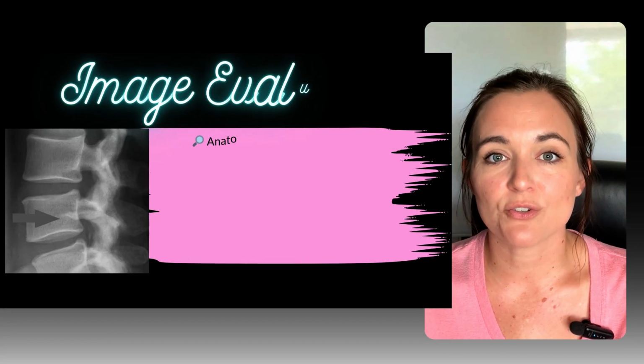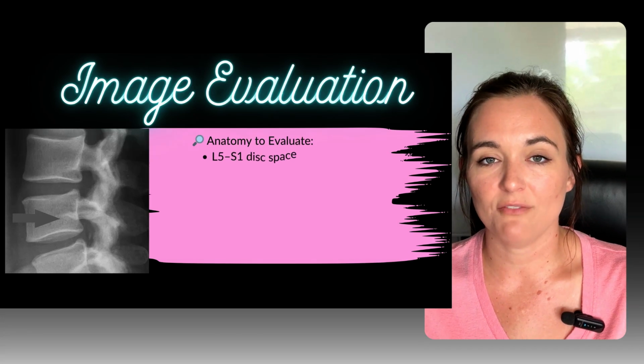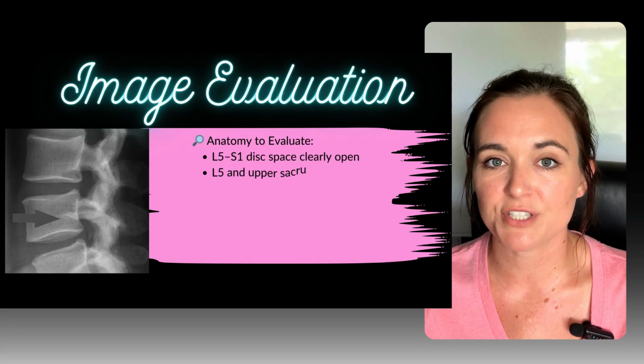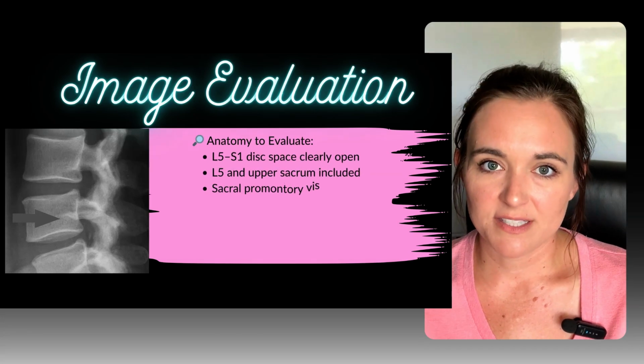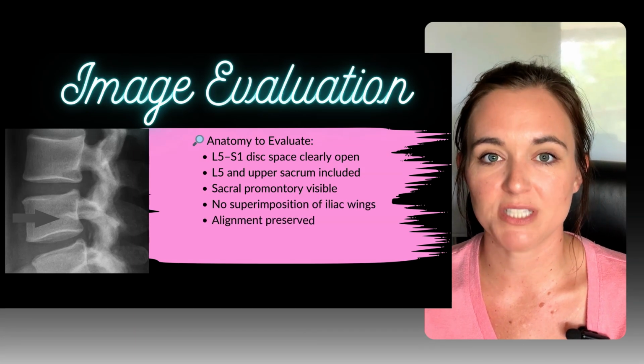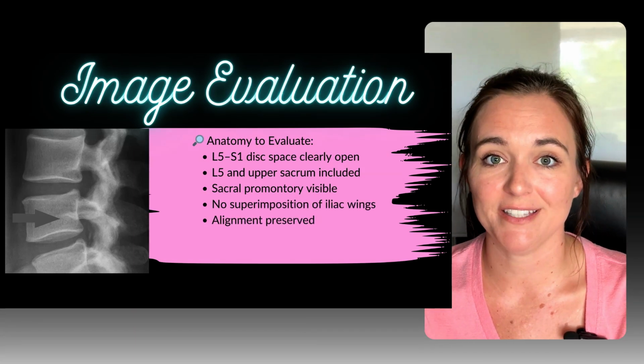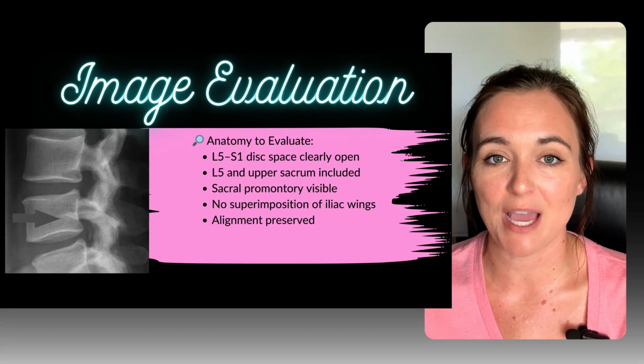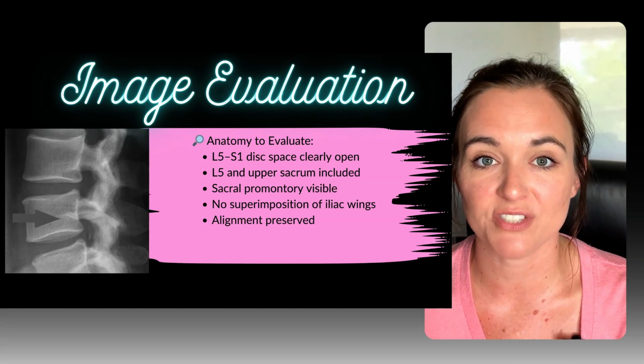The anatomy to visualize in the L5-S1 spot view: you want to see the L5 vertebral body, S1 and the sacral promontory, and the L5-S1 intervertebral disc space. This is your target. Make sure there's no overlap from iliac wings or soft tissue.